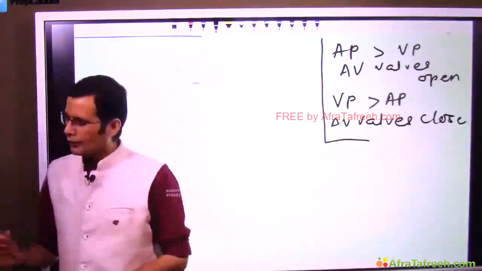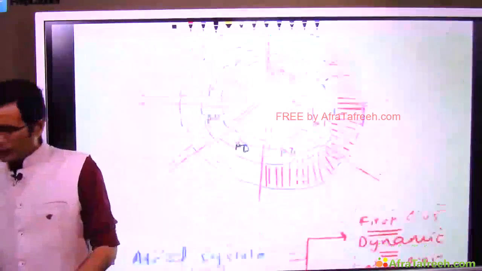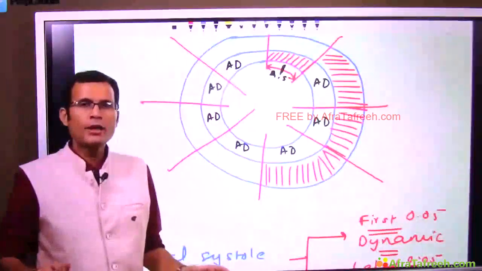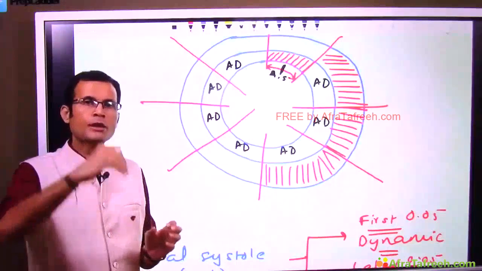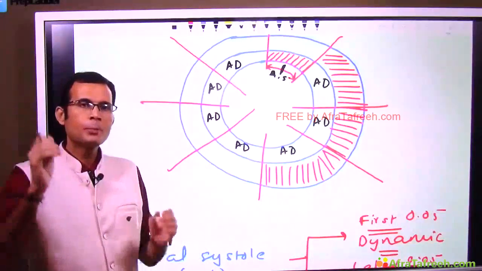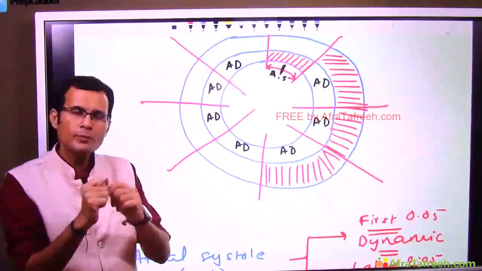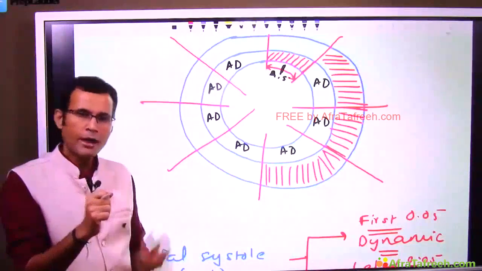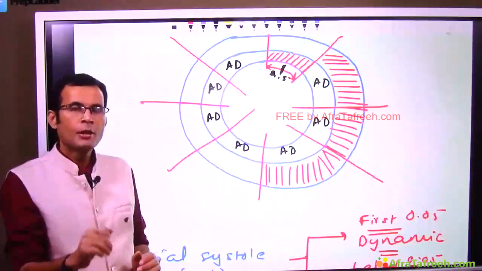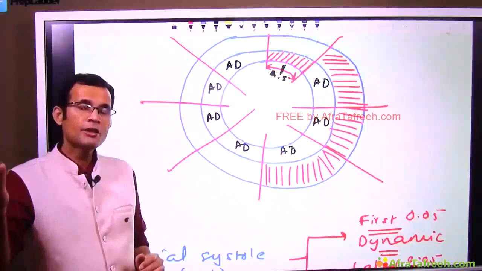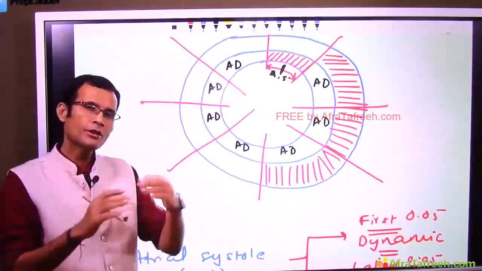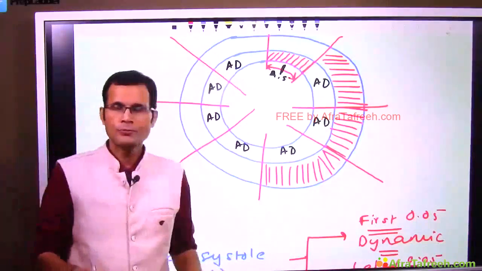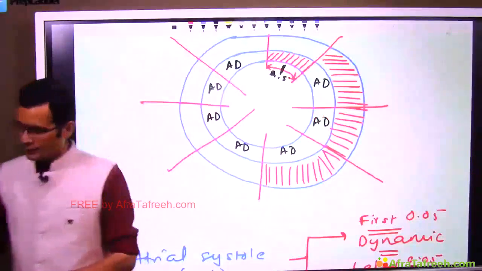Similar with the semilunar valves. As long as right ventricular pressure is more than the pulmonary artery pressure, the pulmonary valve will remain open and the blood will be ejected from right ventricle to pulmonary artery. But if the pulmonary artery pressure is more than the right ventricular pressure, the pulmonary valve will close, to prevent that backflow of blood.